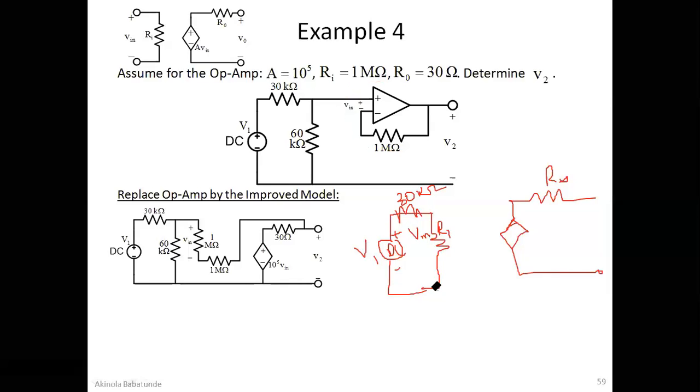Let me quickly fix that. This is not going to be our RI, okay? This is just going to still be our 60K ohms here, because this is already 60K ohms. This is already in the circuit. Let me put it here, 60K. This is already in the circuit, okay? So this is going to be our 60K, all right?